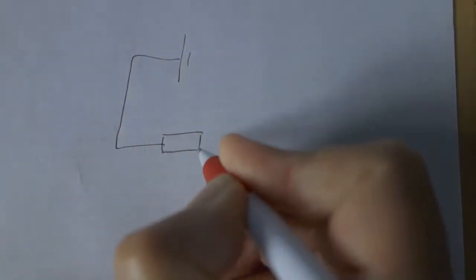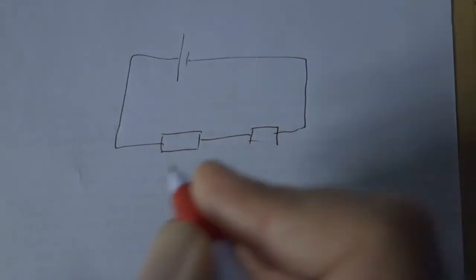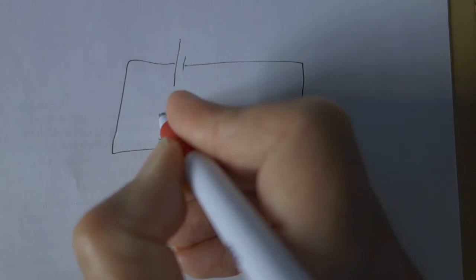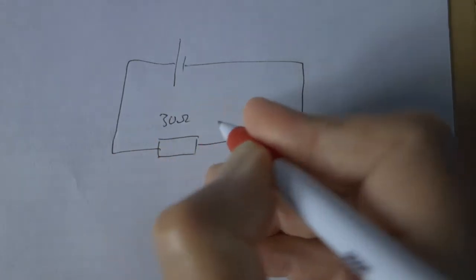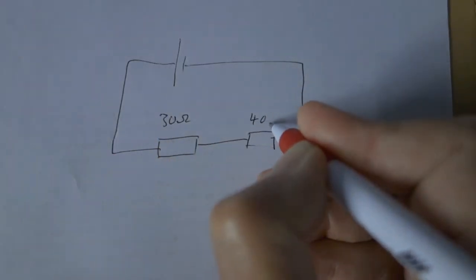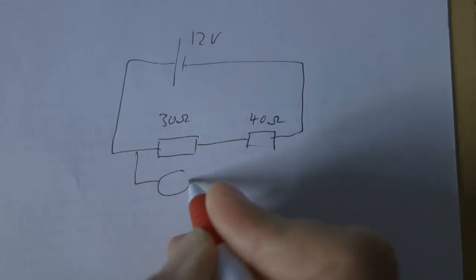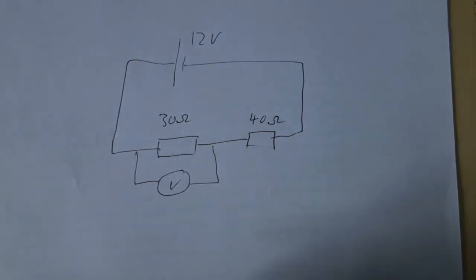So let's imagine a kind of real world circuit. Let's call that 30 ohms. Call that 40 ohms, and call this a 12 volt battery, and ask ourselves the question, what would the reading be on that voltmeter?